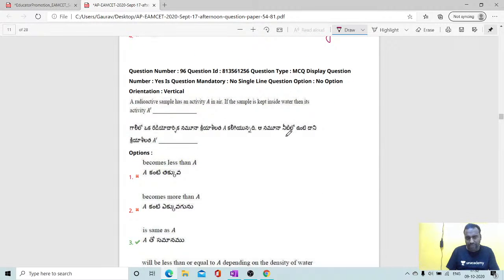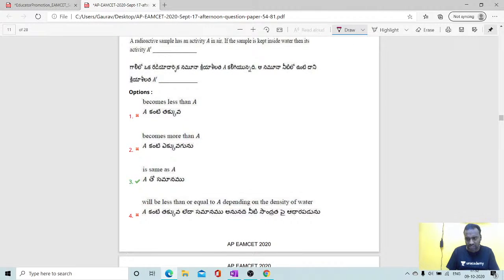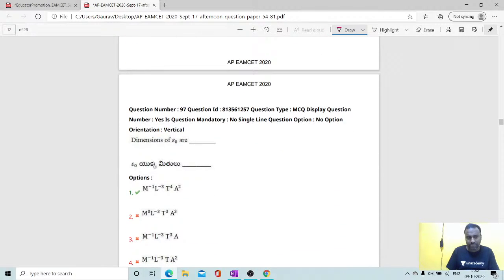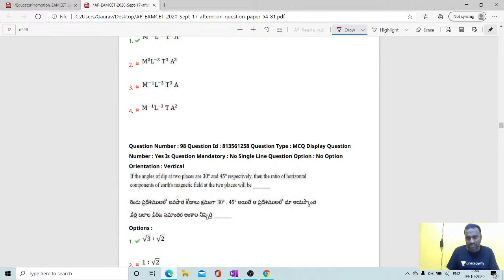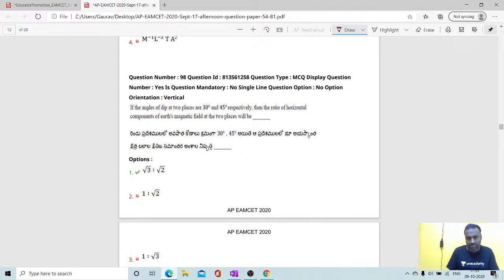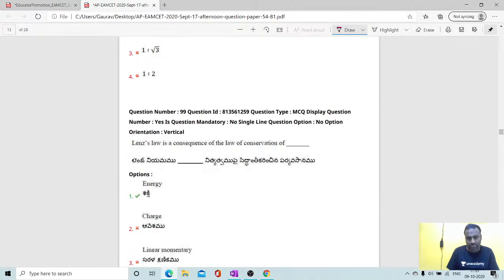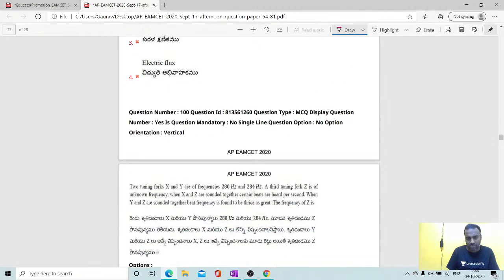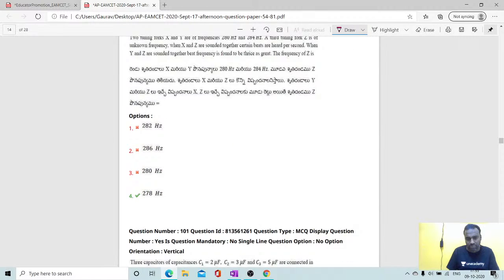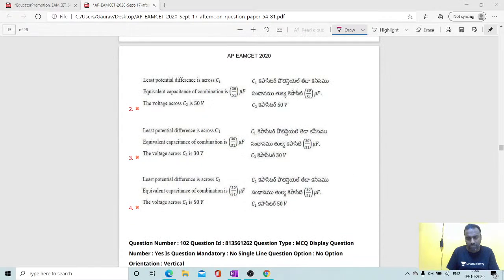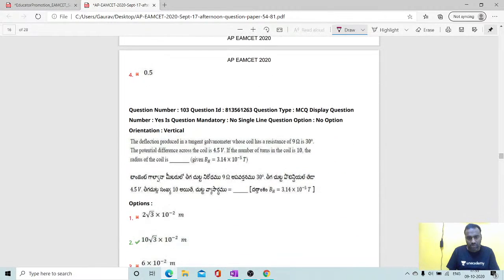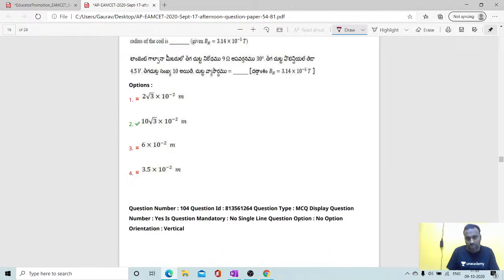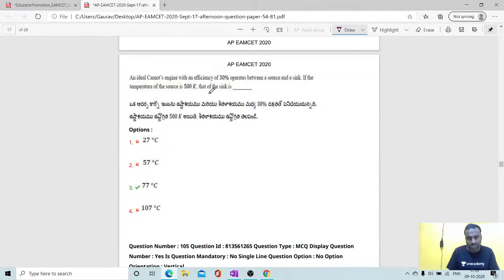A radioactive sample. This is a paper 2 concept, students. I'll discuss it in one more class. This is also a paper 2 question, of course, I mean a second year question. Paper 2 means second year students. Second year questions I am going to discuss again, students.